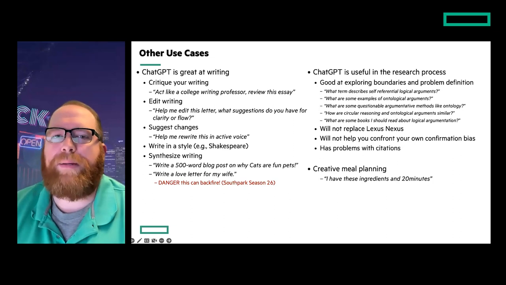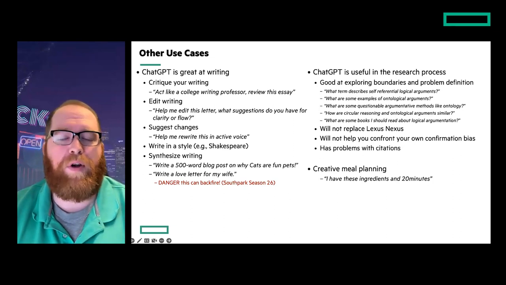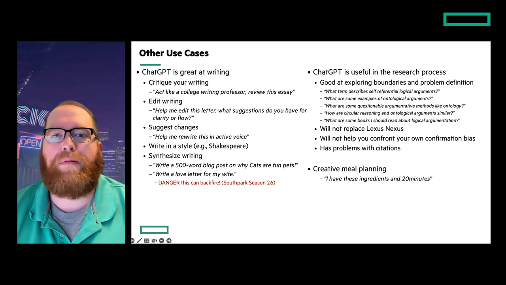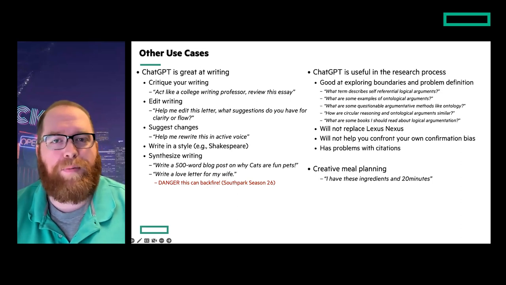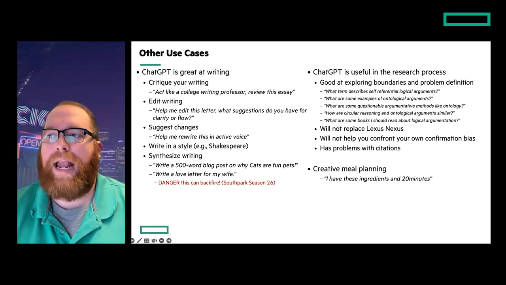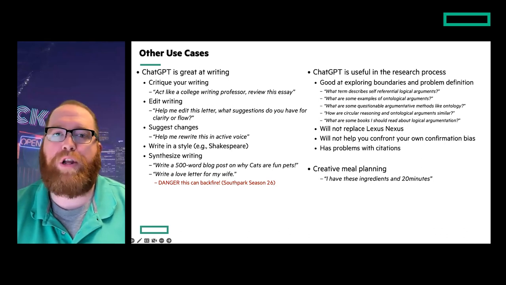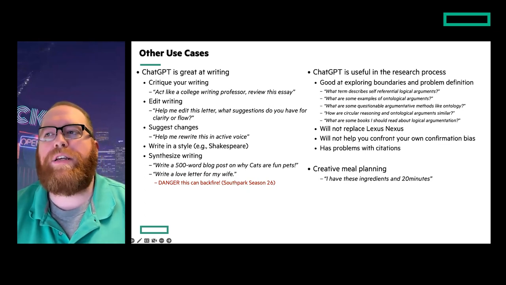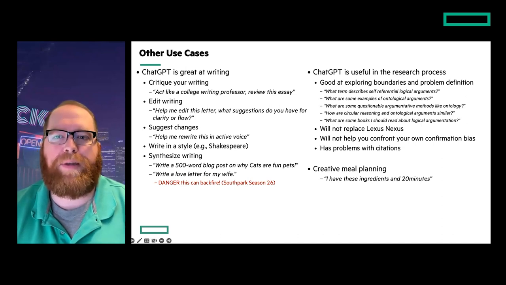Along those lines, ChatGPT is useful for the research process. Now, I want to start with the caveats. It will not replace LexisNexis. It's not great at citations. Sometimes it makes them up. And it definitely will not help you confront your own confirmation bias if you're using it to just confirm what you already think. But I found that it's really good at exploring the boundaries of problem definition.